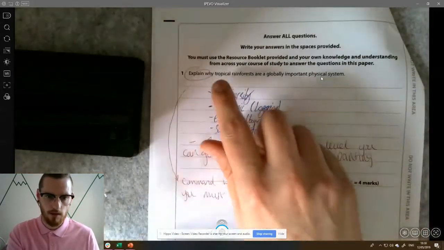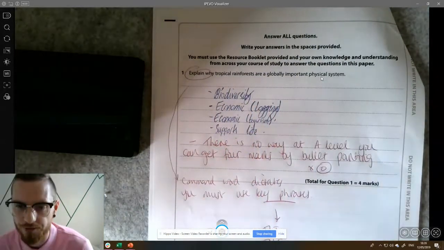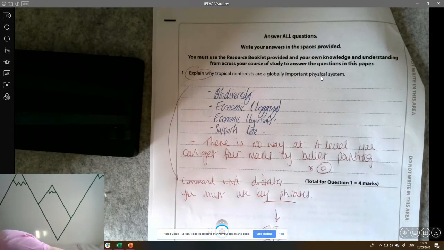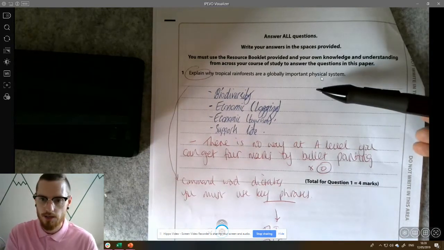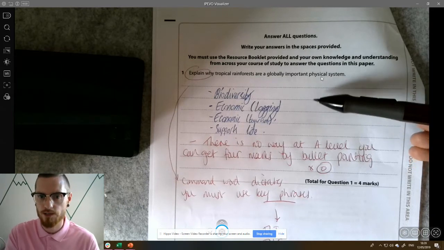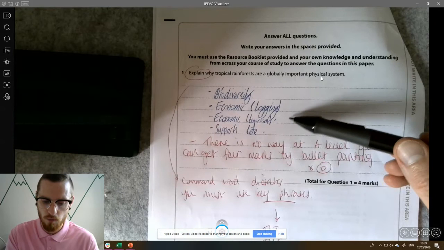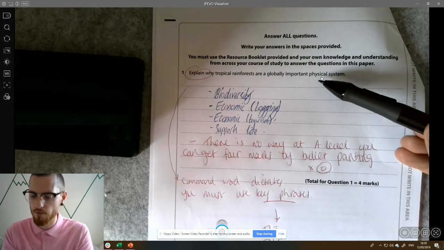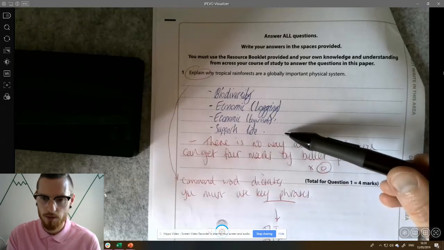We can see at the top here, explain why tropical rainforests are a globally important physical system. But my point here is this student has bullet pointed me 4 reasons why. Biodiversity, economic logging and tourism. Well, it's physical geography, natural. We're not going to get any marks for human anyway, and that they support life.